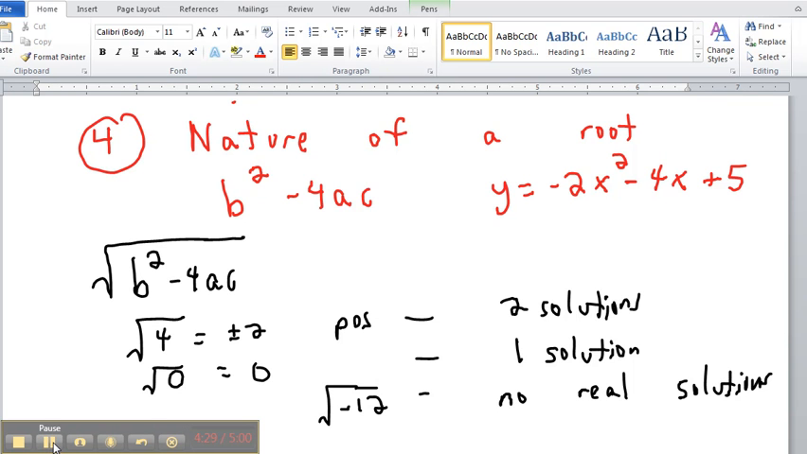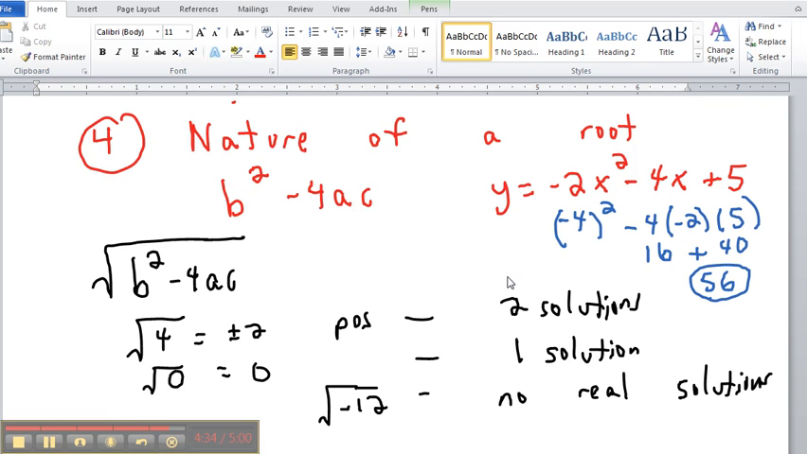The discriminant for this particular function, the value is 56. To be honest, we don't care about the value, but we know it's a positive value, and we're going to have two solutions here. And that's it so far.